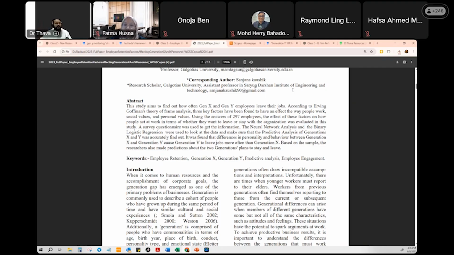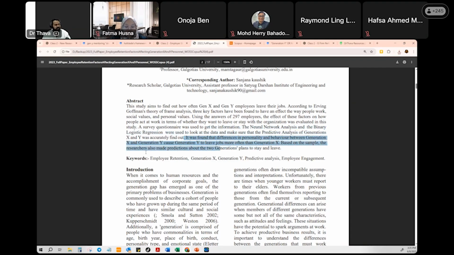It doesn't talk about the new POV. According to Irving Goffman's theory of frame analysis, these three key factors have been found to have an effect on the way people work: social values, personal values, and so on. So at the end conclusion, if you read here, towards the end, it was found that differences in personality and behavior between Generation X and Generation Y caused Generation Y to leave jobs more often than Generation X.